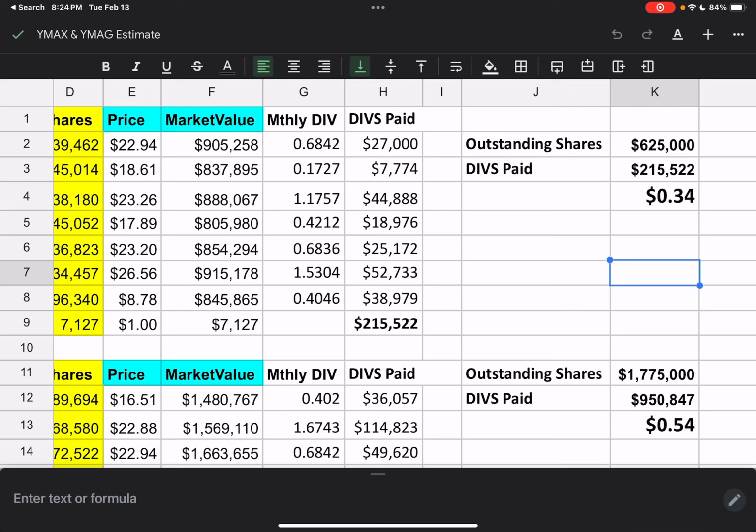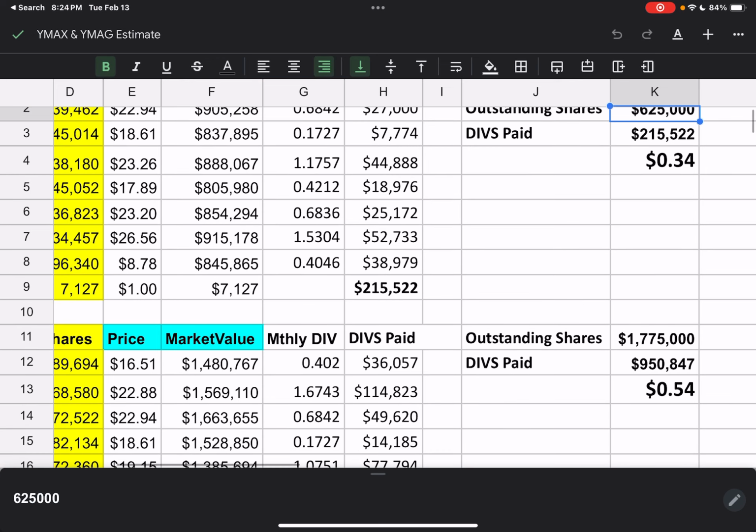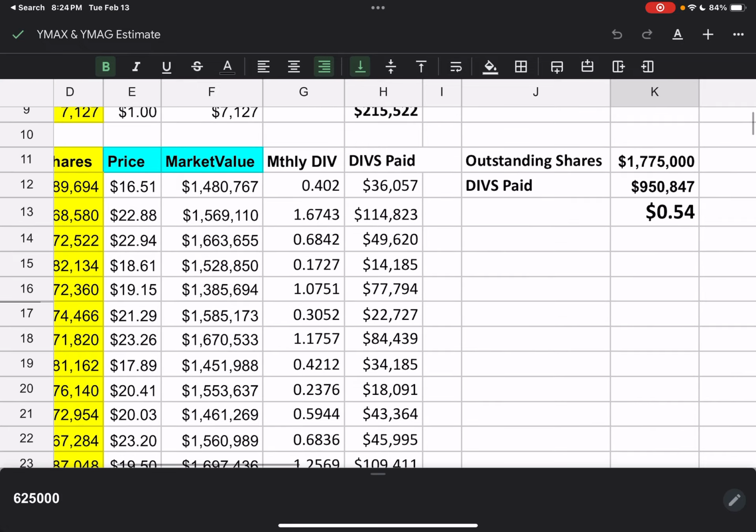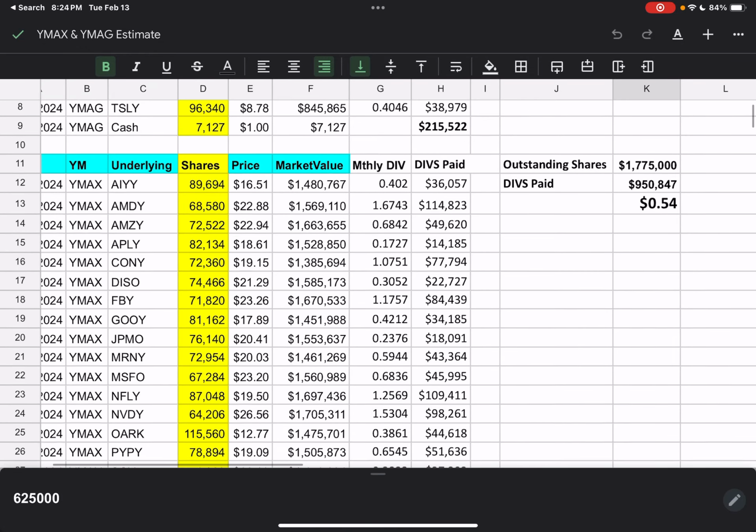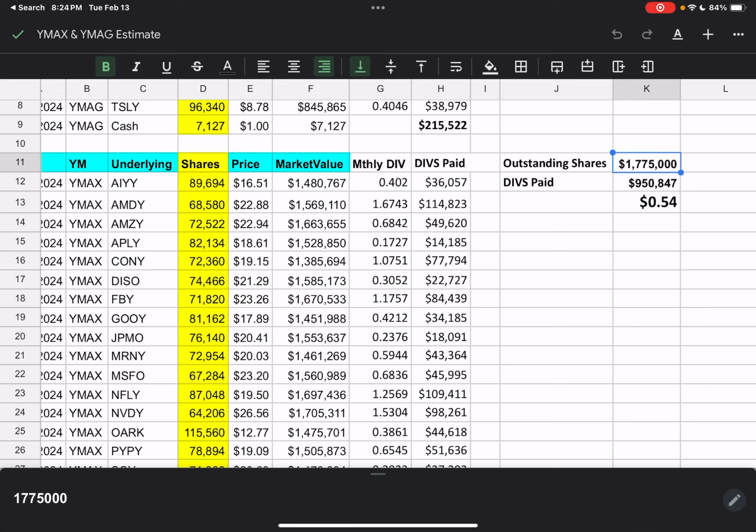Unfortunately, it's got to go towards the number of outstanding shares for the YMAX and YMAG before the distribution, right, before our ex-dividend date. So that's what I did. I just used those outstanding shares, and I did that for both of these here. So this one down here was the YMAX, and their outstanding shares was 1,775,000, with those dividends paid out of 950,000 for those underlyings, which would be 54 cents a share.